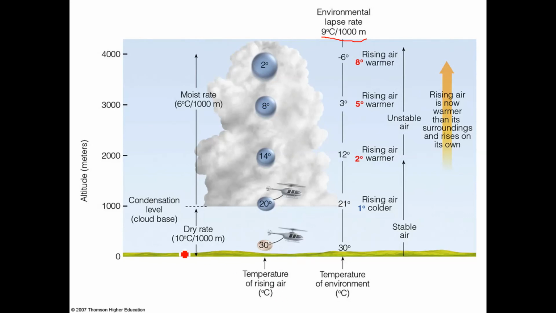In this case, near the surface of the Earth, the environment was warmer than the parcel. Therefore, the parcel was cooler than the environment, meaning it would be stuck down here. It wouldn't be able to rise too high. However, as soon as the parcel begins to condense, it quickly becomes warmer than the surrounding environment, and it's able to continue to rise.